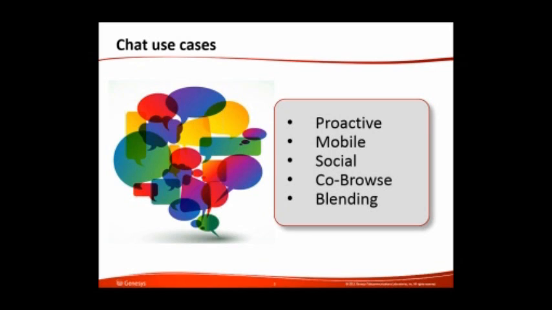Co-browse is the ability to actually see what your customers are seeing. So whether they're on your mobile website or on your desktop website and mobile app, actually see what your customer is seeing so that you can guide them through, help them solve their query, is also an important use case.